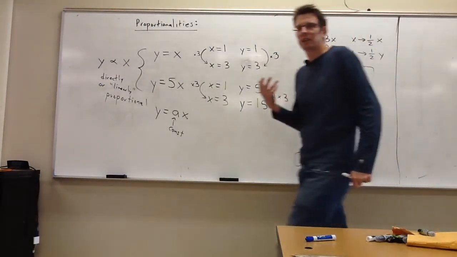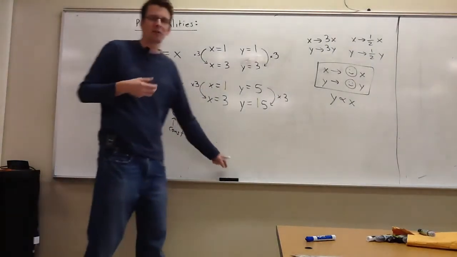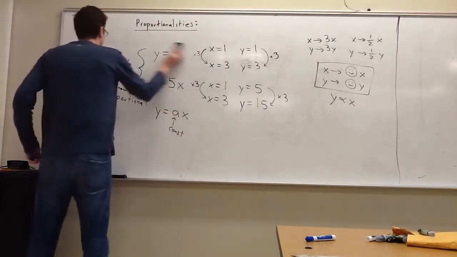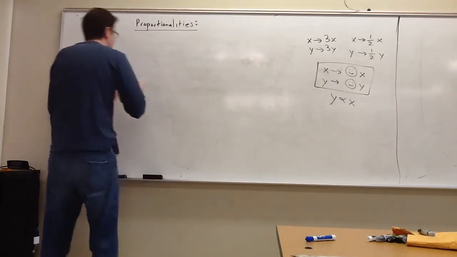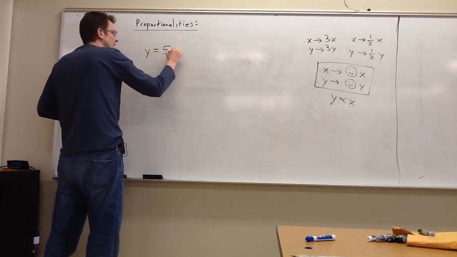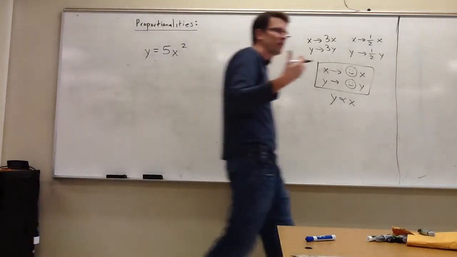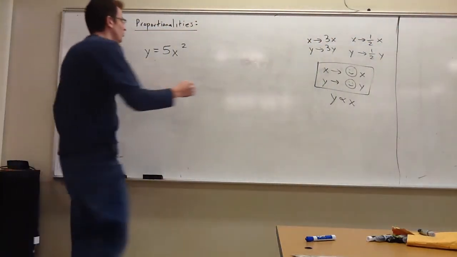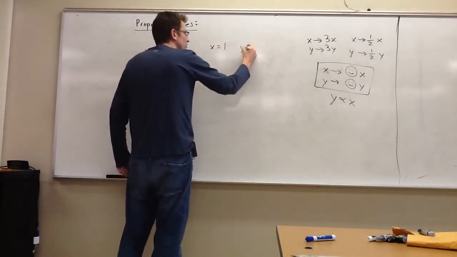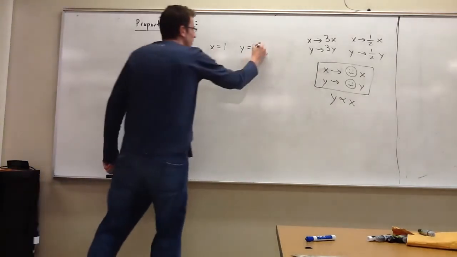Now, there are other proportionalities. They're not all direct or linear proportions. So let me take a look at another example of something that is not quite that. Let's take a look at the equation y equals 5x squared. Let's first take it out for a spin with some numbers, and then we can get a little more abstract and use proportionalities. So for instance, if we put in x equals 1, what is the value of y? 5. 5 times 1 squared is 5.